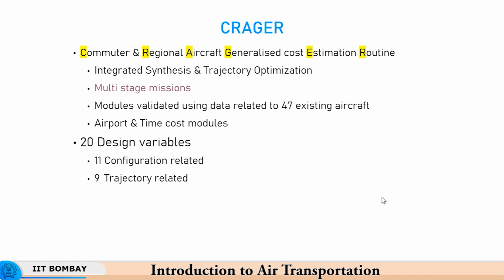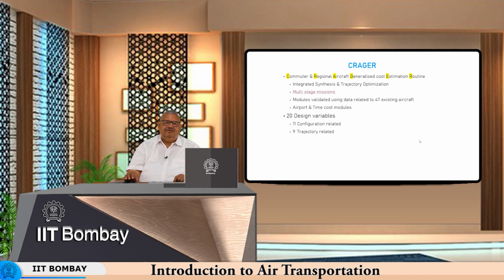The routine consists of a total of 20 design variables. Design variables are variables whose values are changed or modified within a specified upper and lower bound to try and obtain an optimum solution. So, 11 of these variables are related to the what, that is the aircraft configuration, and 9 of these variables are related to the how, or the flight profile or trajectory related parameters. We will discuss these 20 variables very soon in the next slide.